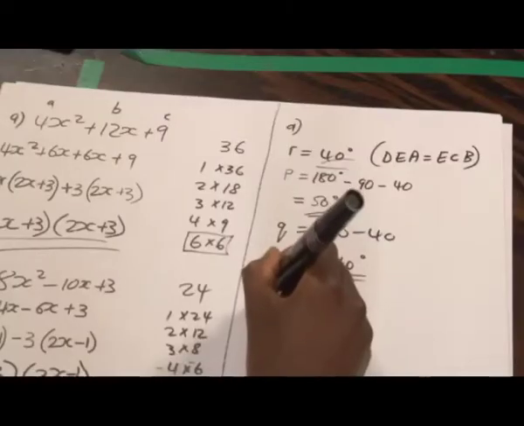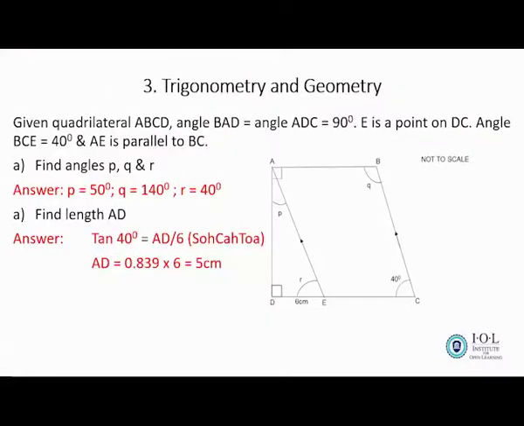Then B, you are asked to find length AD. Length AD, which is this one. But here, remember the rule of SOHCAHTOA. Because here you are given the angle, you are given the length of one of the unknown distance or unknown area.